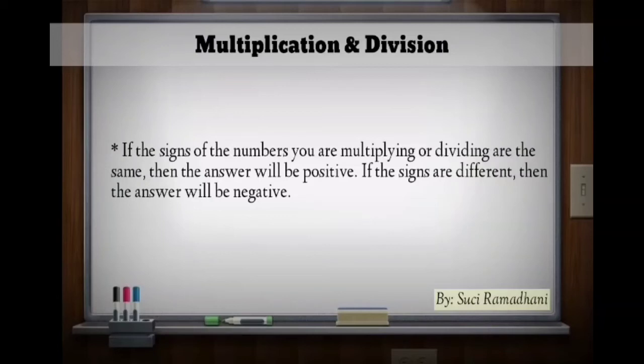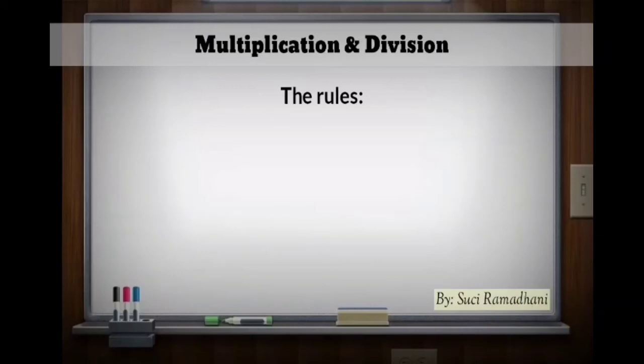If the signs of the numbers you are multiplying or dividing are the same, then the answer will be positive. If the signs are different, then the answer will be negative. The rules of multiplication and division are: if a positive number is multiplied by a positive number, the answer will be positive. If a positive number is multiplied by a negative number, the answer will be negative. A negative number multiplied by a positive number, the answer will be negative. And a negative number multiplied by a negative number, the answer will be positive.